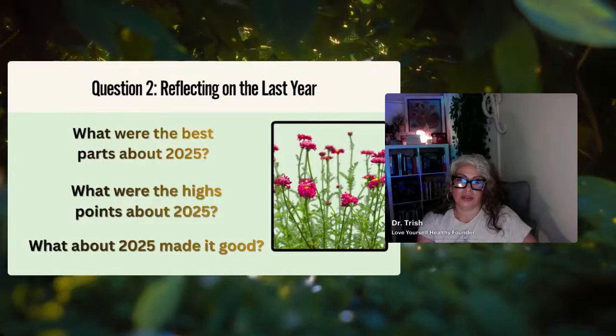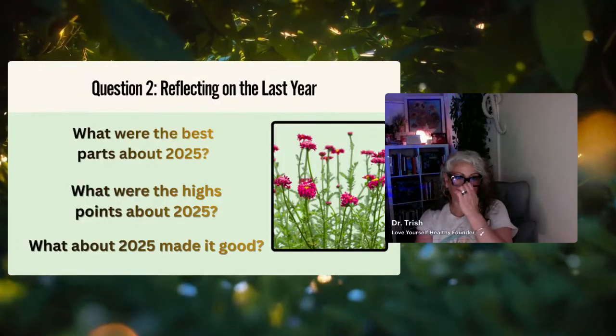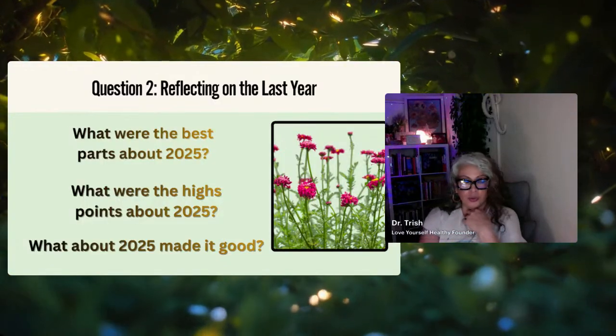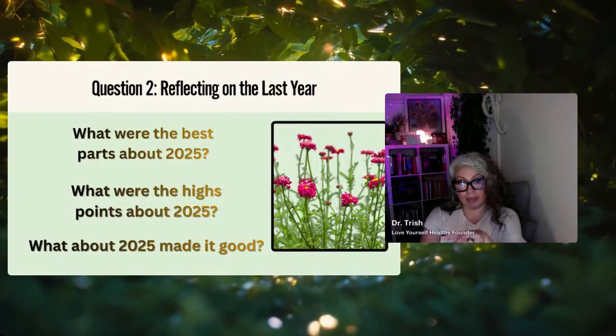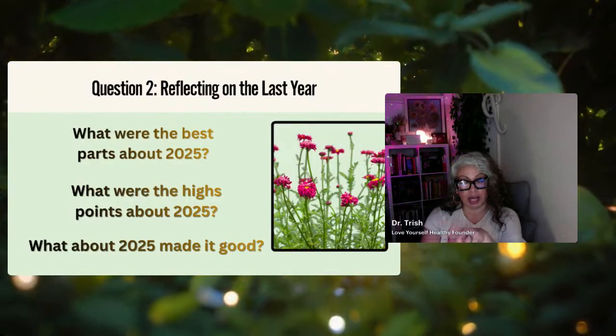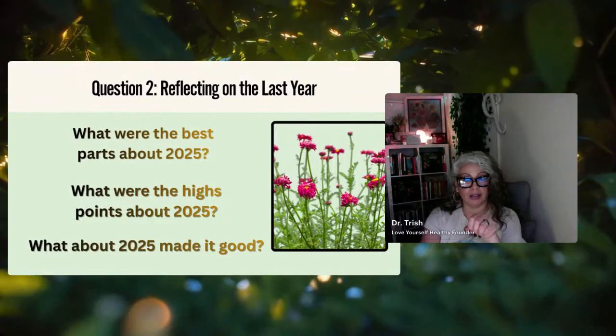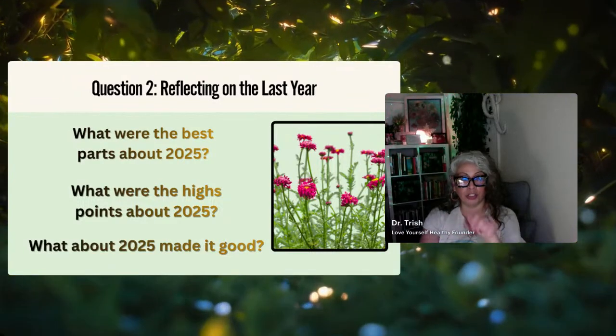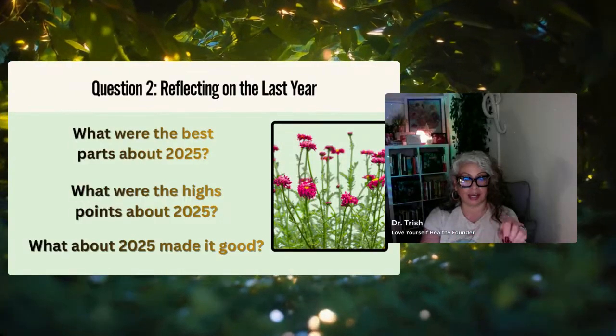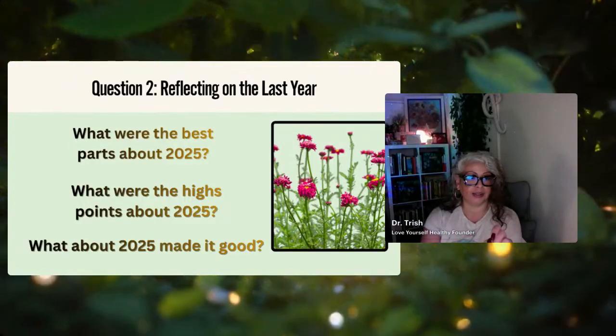All right. So question 2. This is based on Mel Robbins' six questions to ask yourself to have clarity in bringing your goals into fruition and have success in 2026.